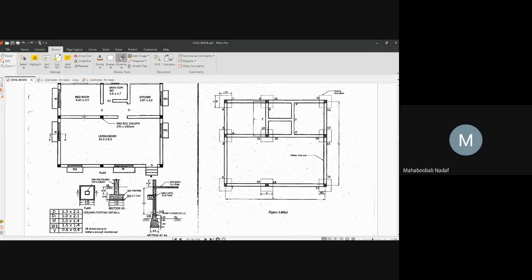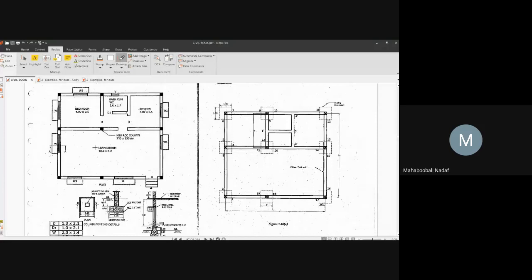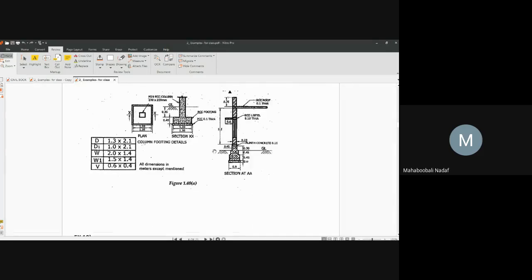So now in this building, columns have been mentioned also. Can you see these black dots? These are called columns. They have given columns also. Okay? So how they have given columns, like this.